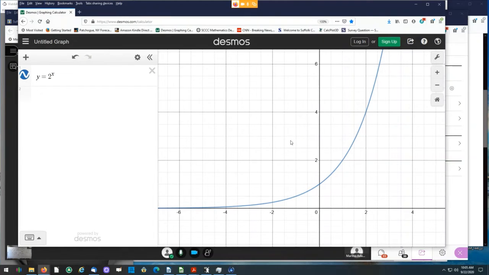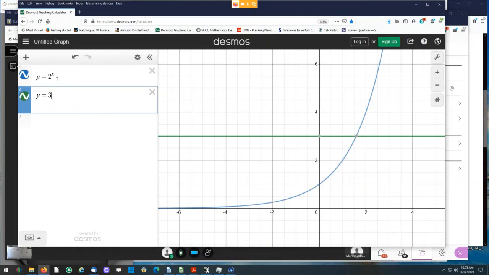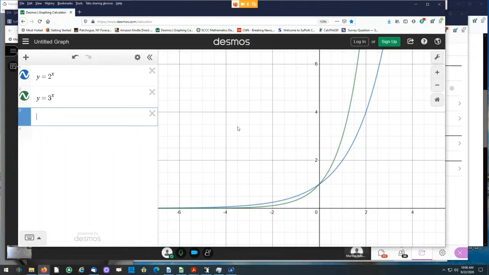So that's what the graph of my exponential function looks like. And if I change it and put a new one, say y equals 3 to the x, it looks very similar. I get this. They both do pass through the same coordinate, 0, 1. Right there, that's my 0, 1.